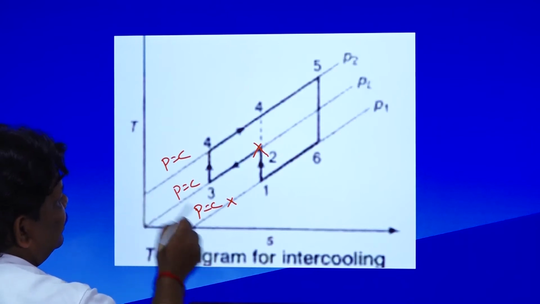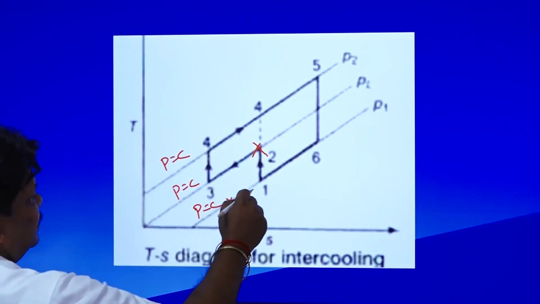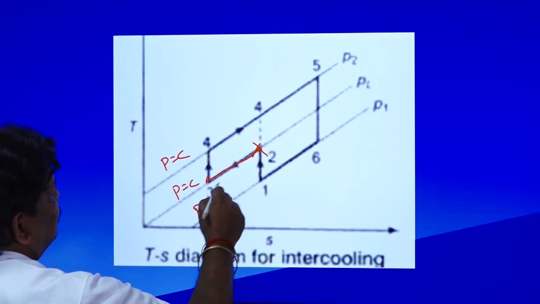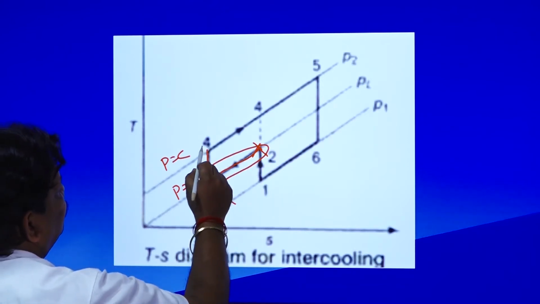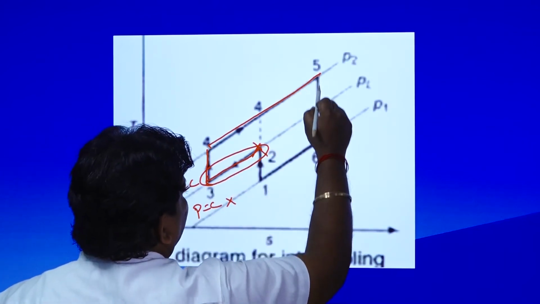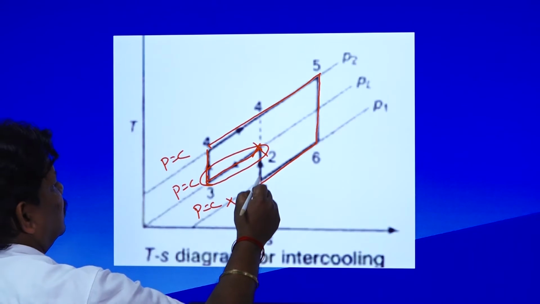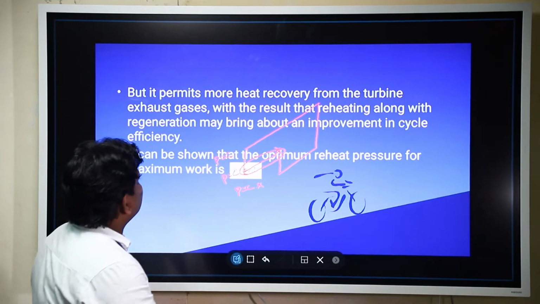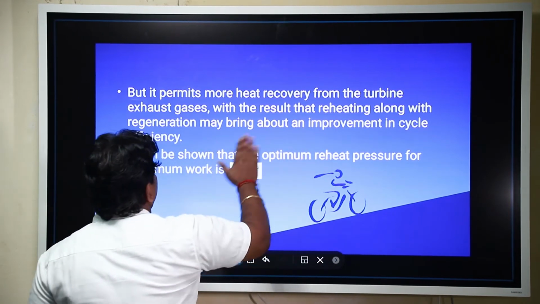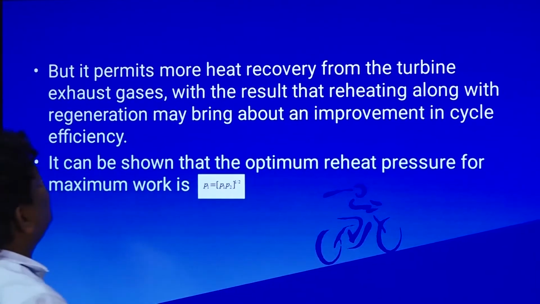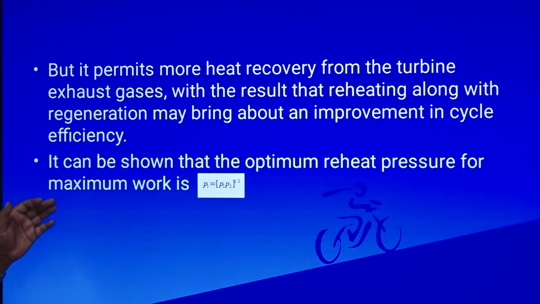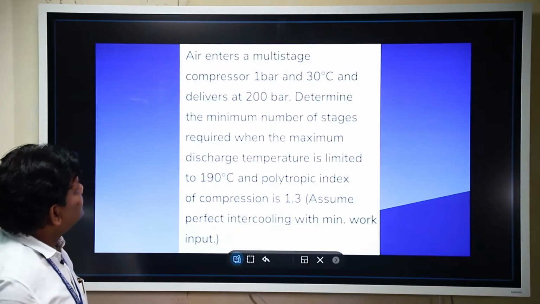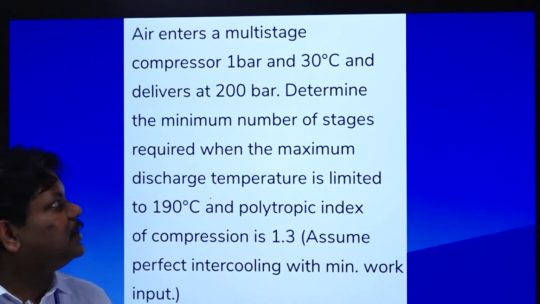When you draw a diagram between temperature and entropy, you will get it like this. So 1 to 2 and 2 to 3, this is the intercooling process, and 3 to 4, then 4 to 5 and 5 to 6 and then to 1. So this is the diagram which represents intercooling, where 2 to 3 represents the intercooling here. It permits more heat recovery from the turbine exhaust gas, with the result that reheating along with regeneration may bring about an improvement in cycle efficiency. The optimum reheat pressure for the maximum work is also given to you. Now we can see a problem.